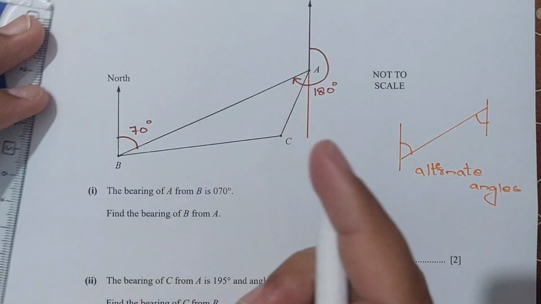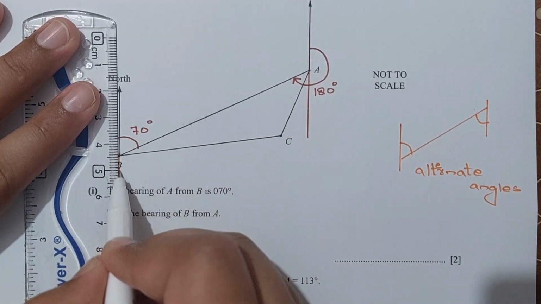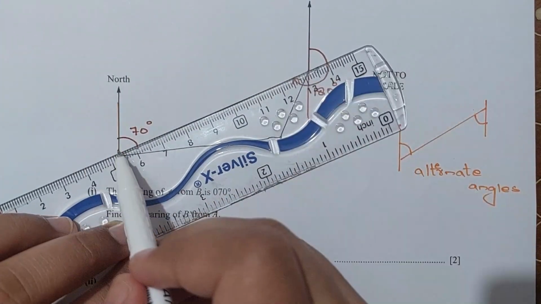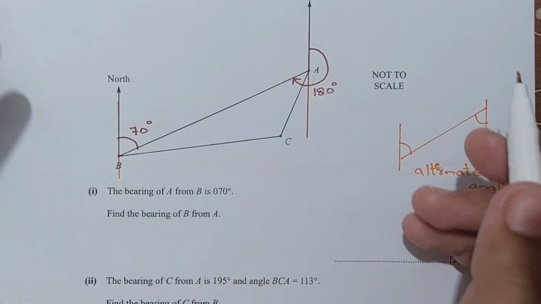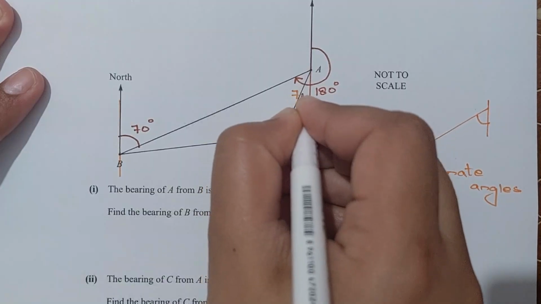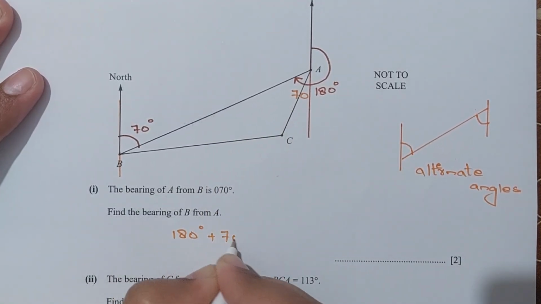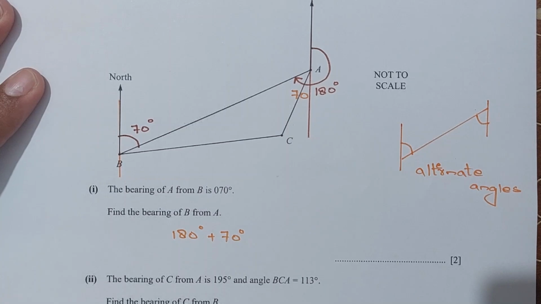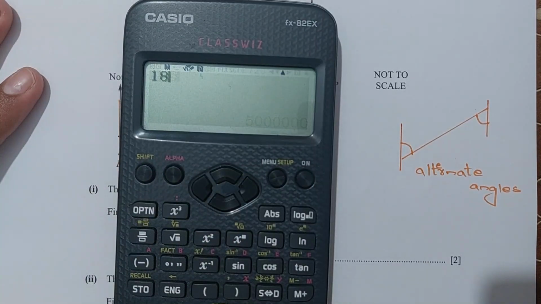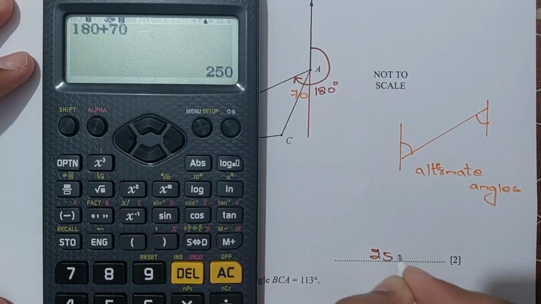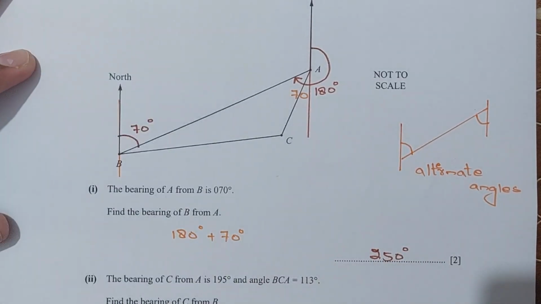Now, let me extend this line, and extending this line, they are joining with this. So this angle is 70, this angle is also 70. So in 180 degrees, we add 70. This would be the bearing. Let me calculate this. 180 plus 70 is 250. 250 degrees, that is the bearing.